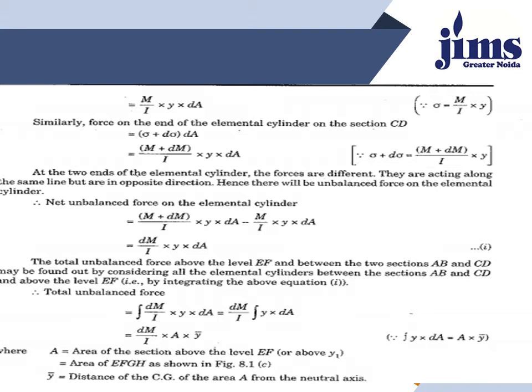The total unbalanced force along the level EF, between the sections AB and CD, may be found by considering all the elemental cylinders between the section AB and CD and above the level EF. Then the total unbalanced force is M by I multiplied by y dA. Integrating this equation, we get M by I multiplied by A multiplied by y bar, where y bar is equal to the distance of the CG of the area A from the neutral axis and M is equal to the bending moment.